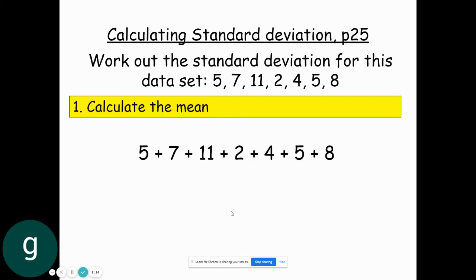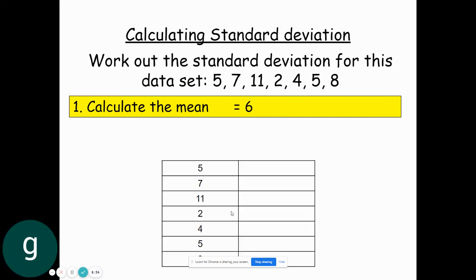When we do this, we calculate the mean. So 5 plus 7 plus 11 plus 2 plus 4 plus 5 plus 8 is, of course, whatever that is. I was hoping a number would come up. There are 1, 2, 3, 4, 5, 6, 7 values. So it must have added up to 42, because the sum over n gives you 6.